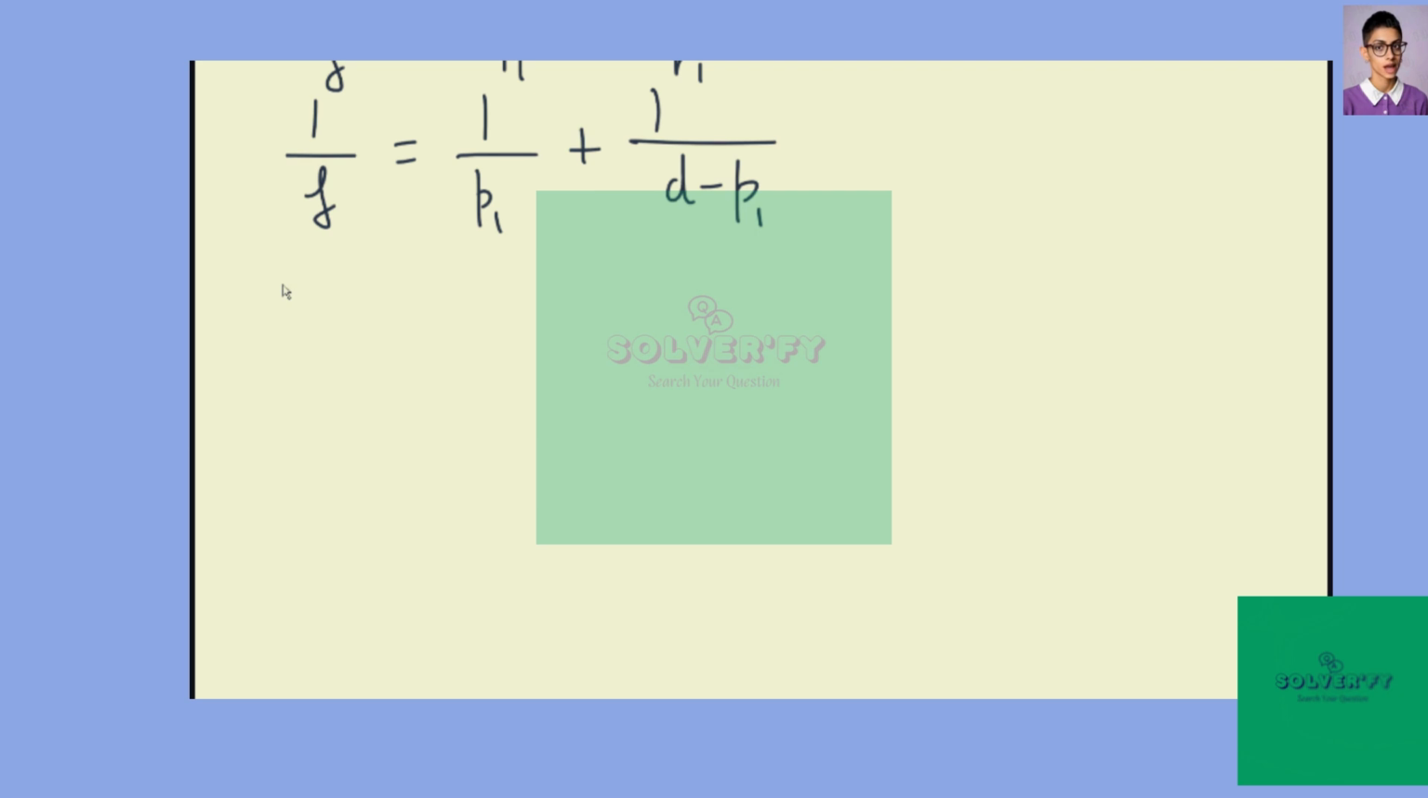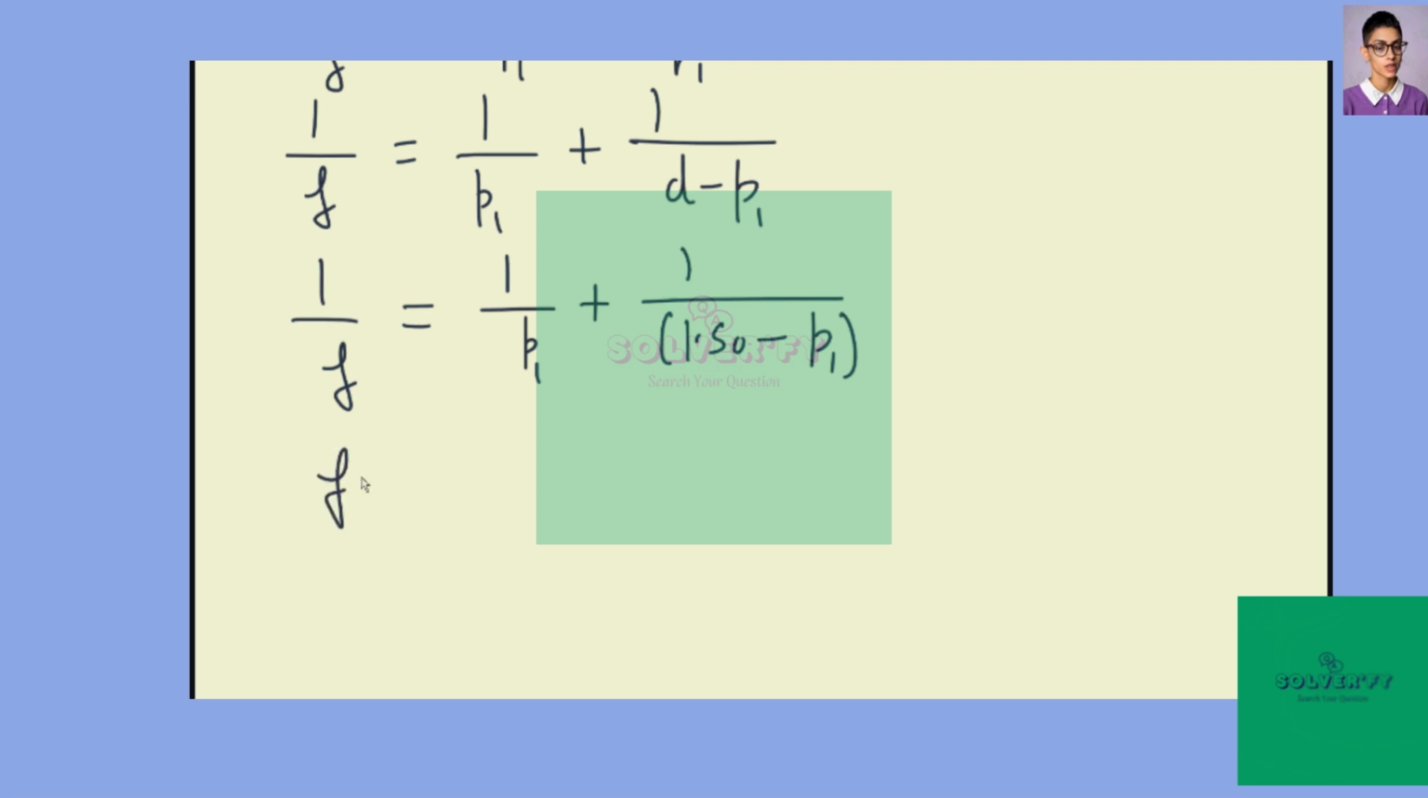Now here we substitute 1.50 meter for D. Therefore we get 1 divided by F equal to 1 divided by P1 plus 1 divided by 1.50 minus P1. Now on simplifying and rewriting this for F, we get F equals 1.50 P1 minus P1 square divided by 1.50. Now comes to part B.